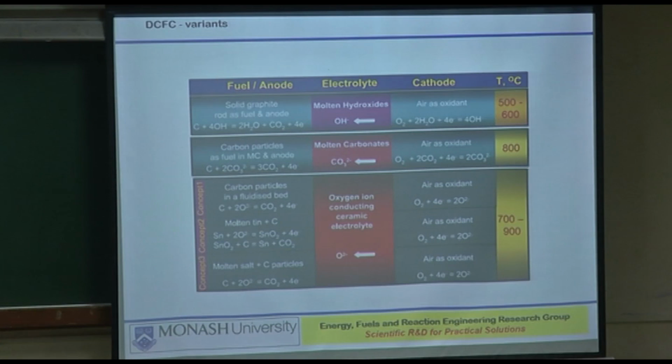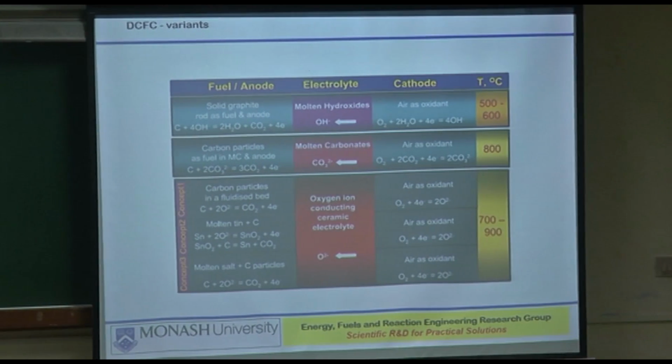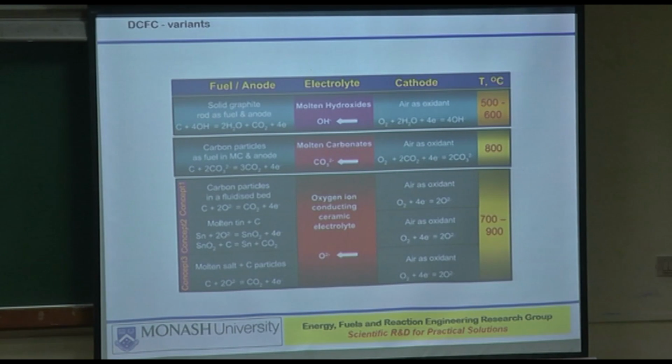So the principle is very, very well known. So let's see the different variants of direct carbon fuel cell that different groups are working on in different parts of the world. So we have the anode on one side, close together with the fuel. And then we have the cathode on the other side, and in between we have the electrolyte.